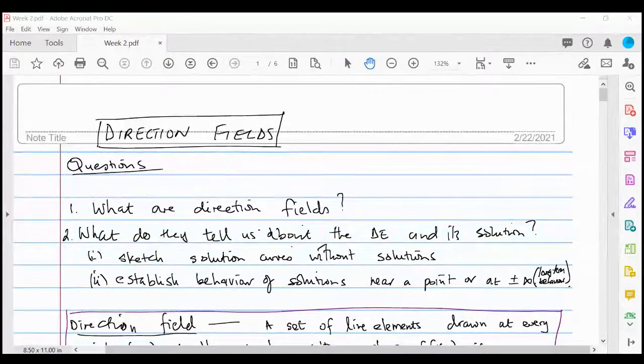Last week you were dealing with the introduction part, where you focused on the different definitions of differential equations.